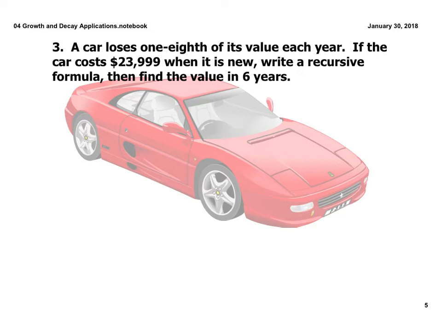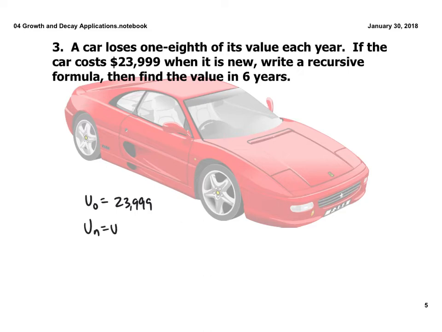Okay, in this example, we're going to look at a car which loses 1/8 of its value each year. And the original cost of the car was $23,999. So I think it makes sense probably to use u sub 0 as our starting value, because this would be the beginning cost of the car. And we've got to remember that no time has gone by.